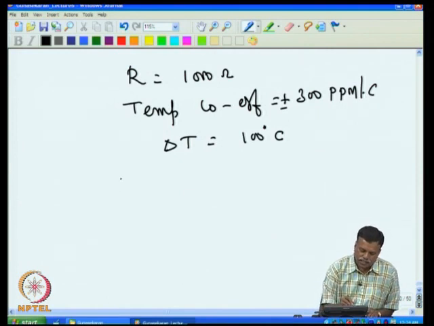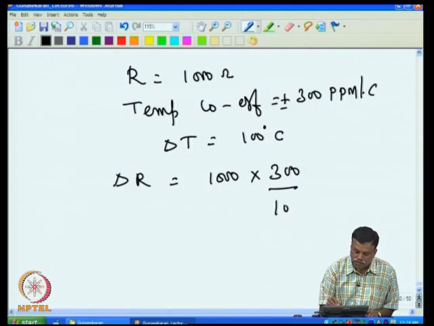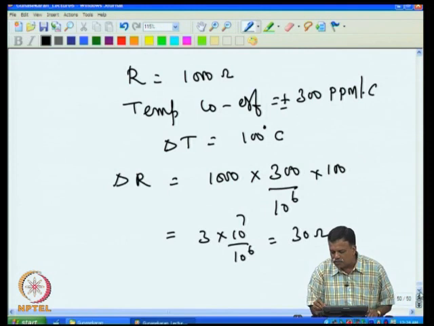Then delta R, that is the change in resistance, we calculate like this. You have the original 1000 ohms into 300 ppm, 300 divided by 10 power 6, into temperature 100 degree C. So 3 into 10 power 7 divided by 10 power 6, that is a 30 ohm change. The resistance value will change by 30 ohms.